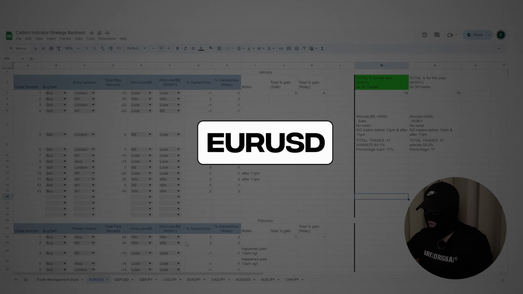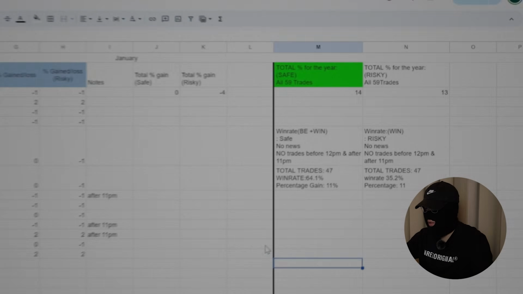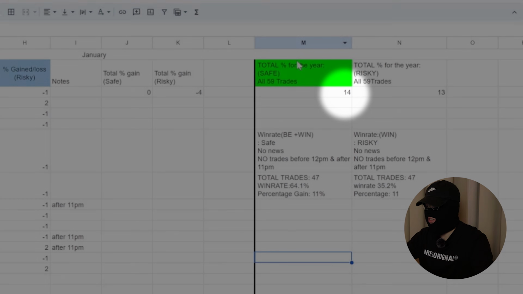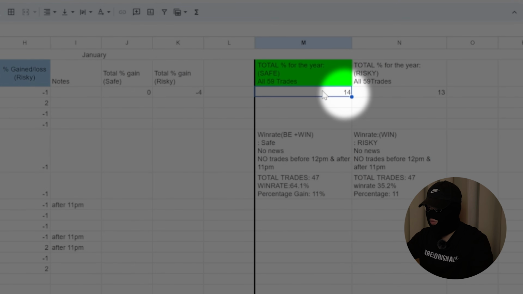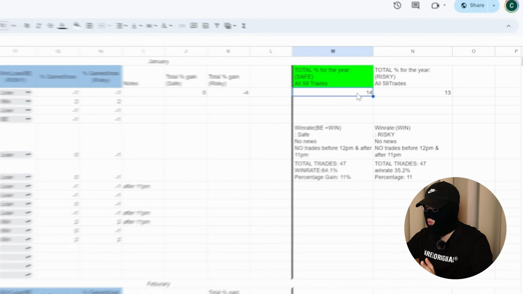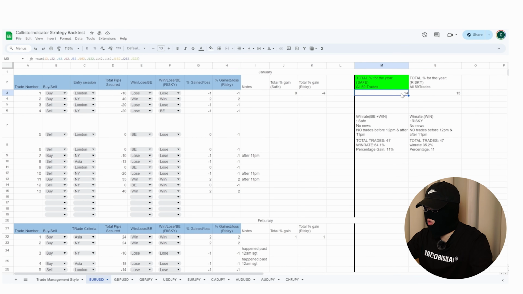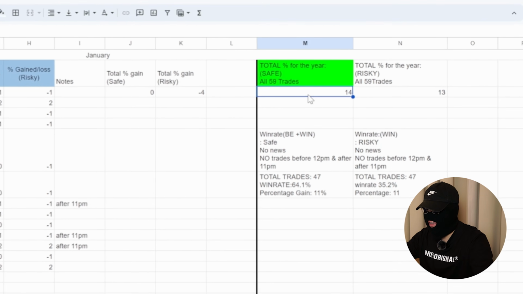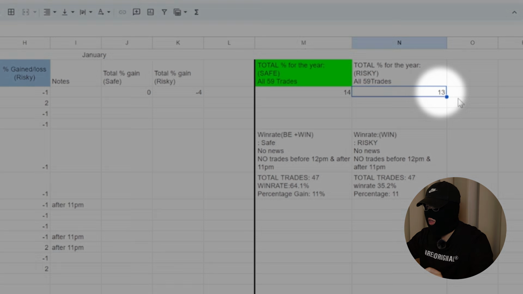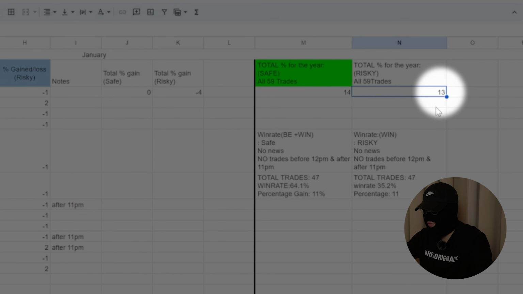On Euro USD, all trades given that are as per planned for the indicator strategy resulted in a 14% gain for the safe method. This is using a 1% risk per trade over a total of 59 trades. This accounts for all trades, including timings, which I don't personally trade, and high impact news sessions. The risky method gained similar results, giving us 13% gain over 59 trades.